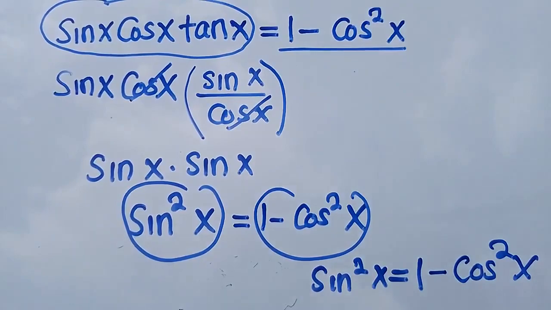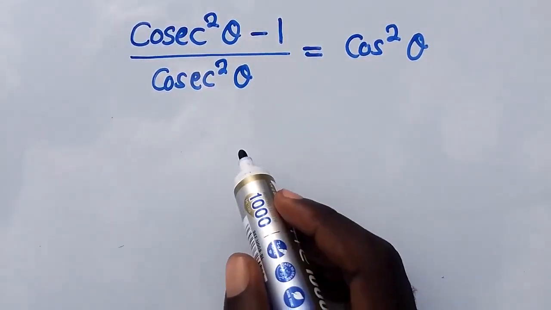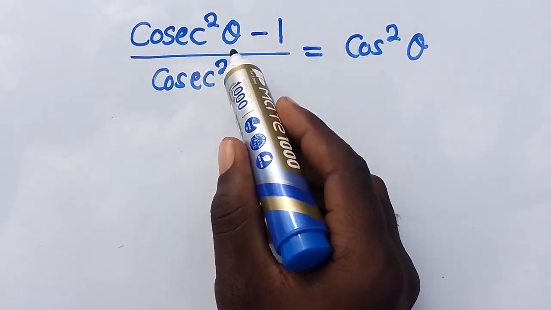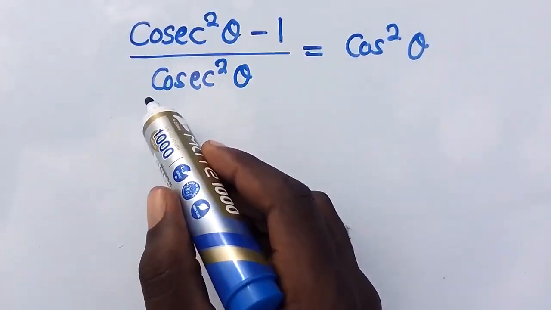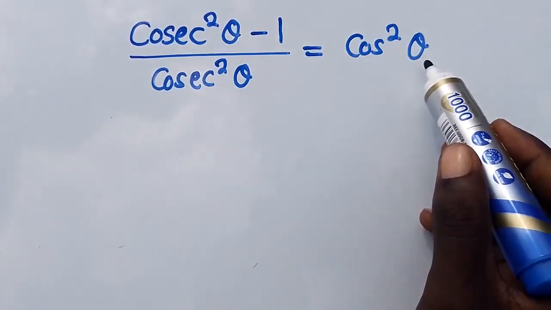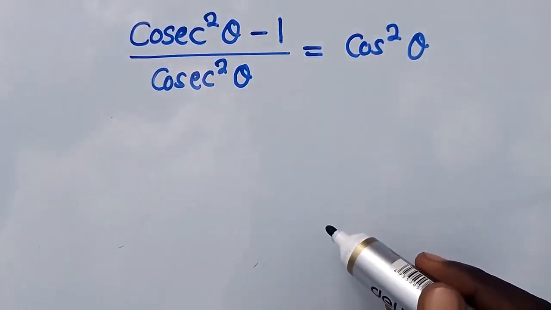So let us go to the next question. Our question 2. So in this question 2, this is what we are given. We are told that cosec squared theta minus 1 over cosec squared theta should be equal to cos squared theta. So you want to verify this identity. So how can you verify this identity?